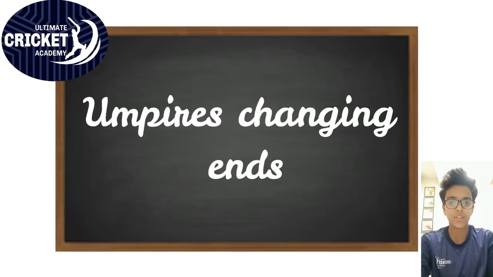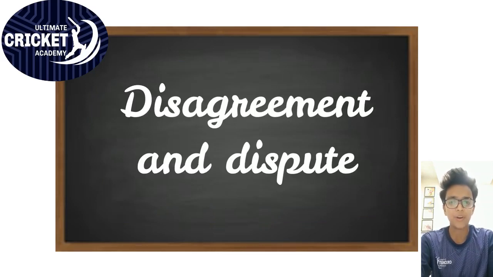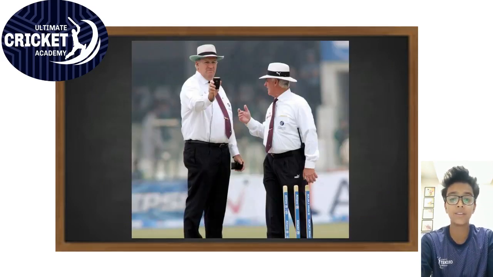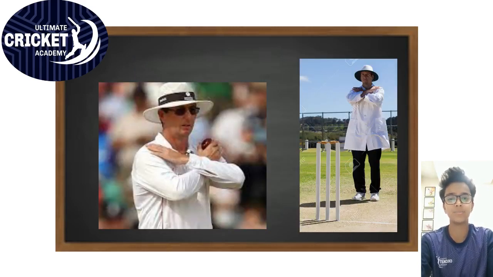Umpires changing ends. The umpire shall change ends after each side has completed one innings. Disagreement and dispute. Where there is a disagreement or dispute about any matter, the umpires shall together make the final decision. Umpire's decision. An umpire may alter any decision, provided that such alteration is made promptly.